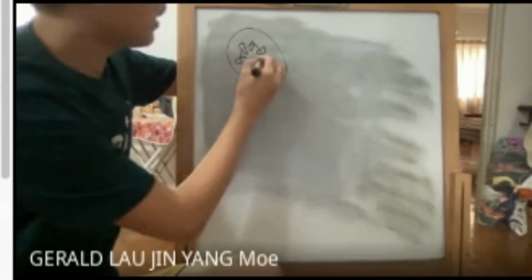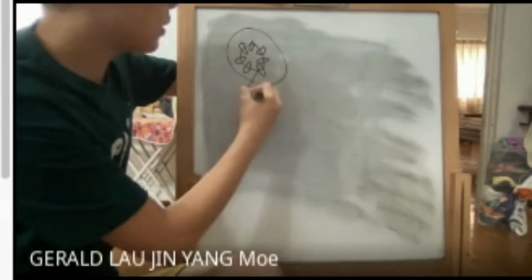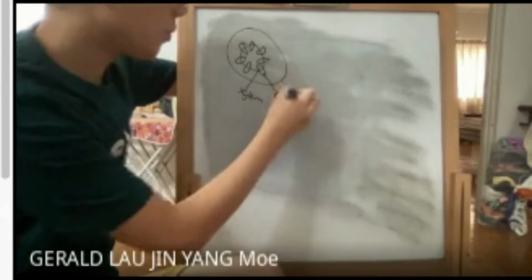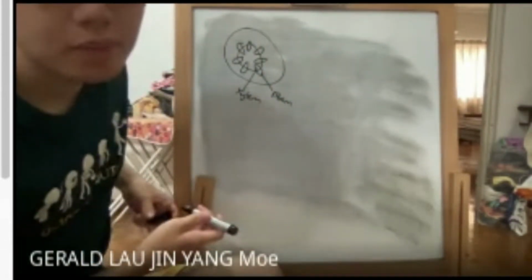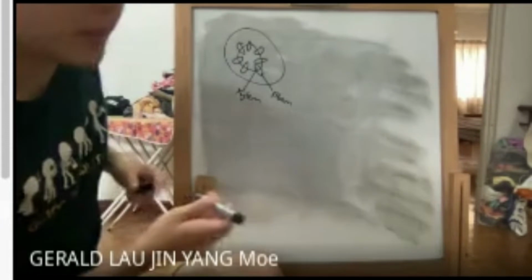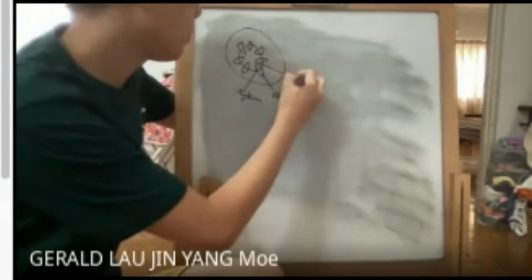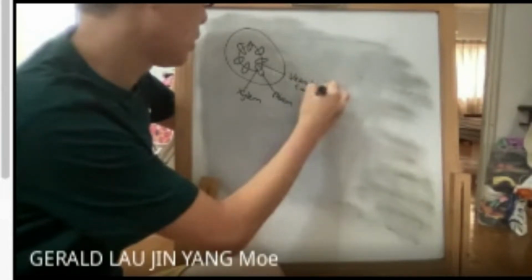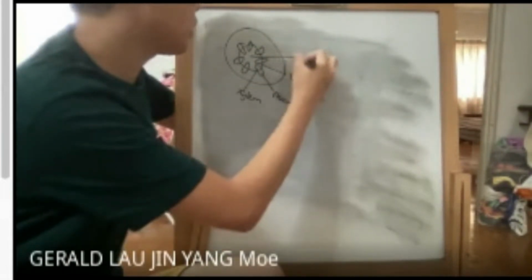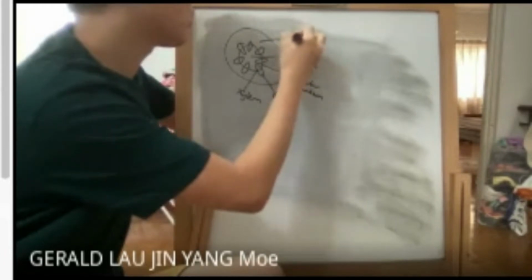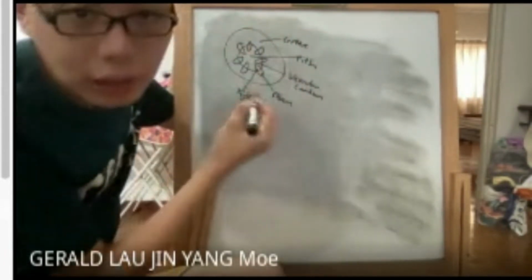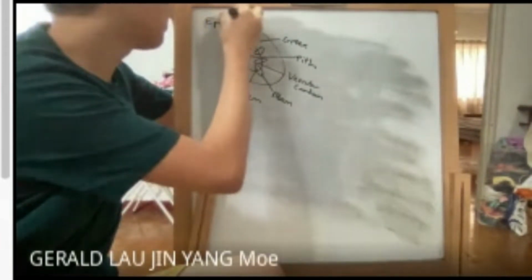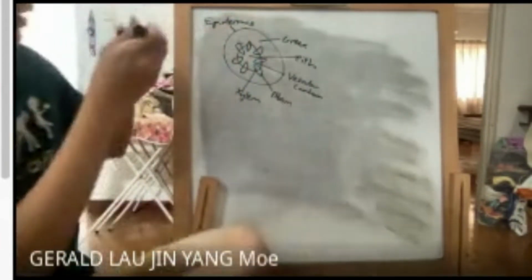So the one inside is the xylem. The one outside is called the phloem. Then you have your vascular cambium. Inside is the pith, and the one outside is the cortex. And then you have your epidermis, or the cork cambium. So this is when it's young.